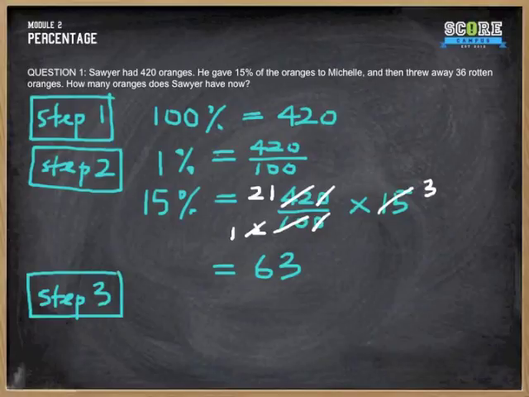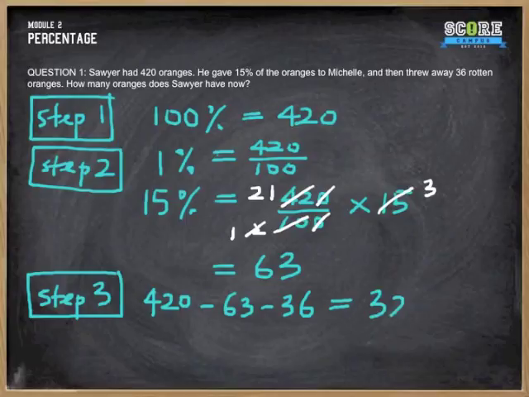So step 3 is finding the remainder, which is 420, all the oranges he has, minus 63 oranges he gave Michelle, minus 36 oranges he threw away because they were rotten. And what is the remainder? When you do the mathematics behind it, you get 321. And that, my students, is your final answer.